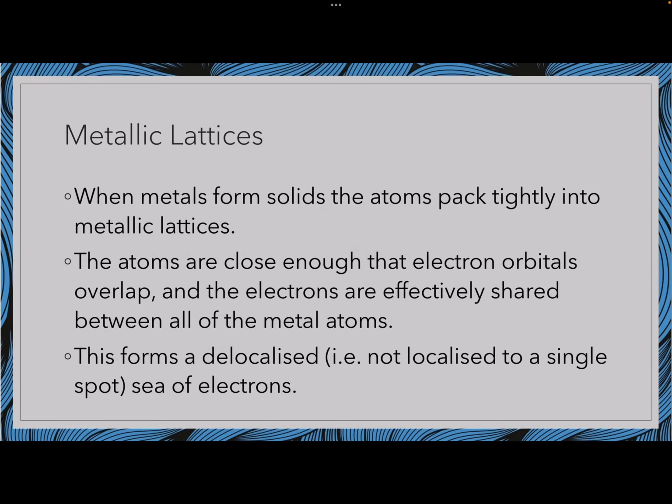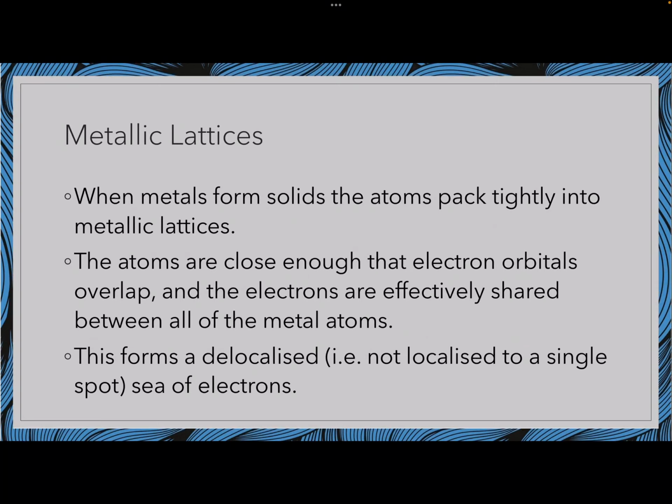So firstly, metallic. When metals form solids, the atoms pack tightly into metallic lattices. The atoms are close enough that the electron orbitals overlap, and the electrons are effectively shared between all of the metal ions. And this forms what we call a delocalized sea of electrons. What we mean by delocalized is it's not local to one spot. So it's not in one orbital. They kind of all overlap. They just kind of move around.